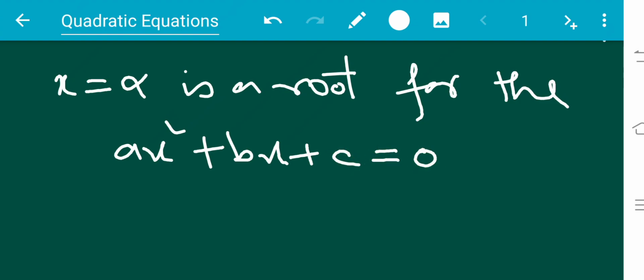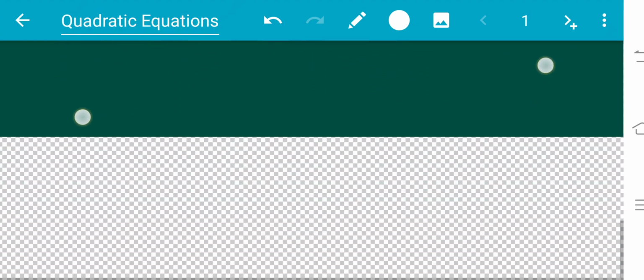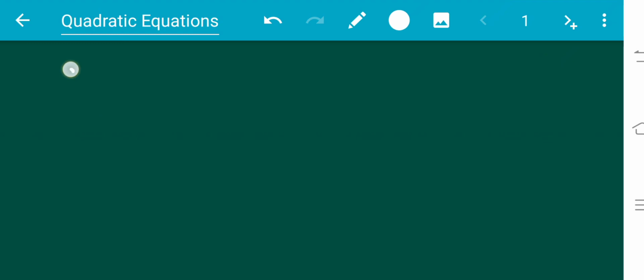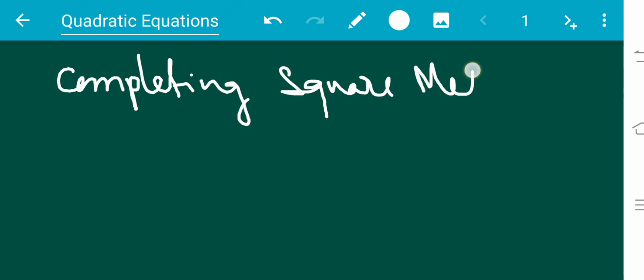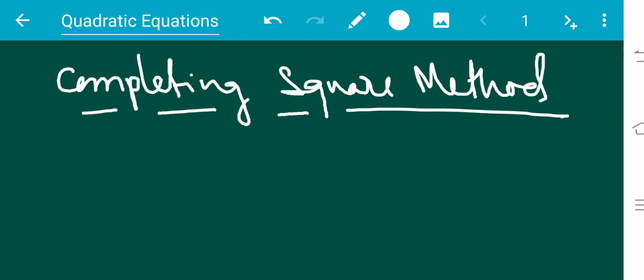Okay, so now how to find the root? There are basically two methods. One is middle term factorization and another is the completing square method. In this video we'll discuss the completing square method.